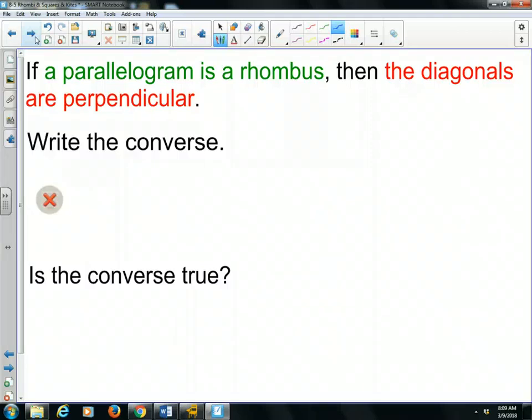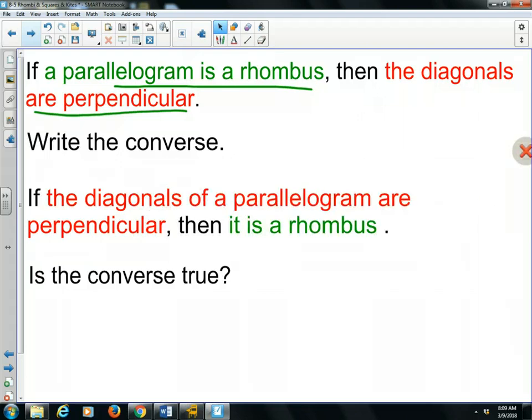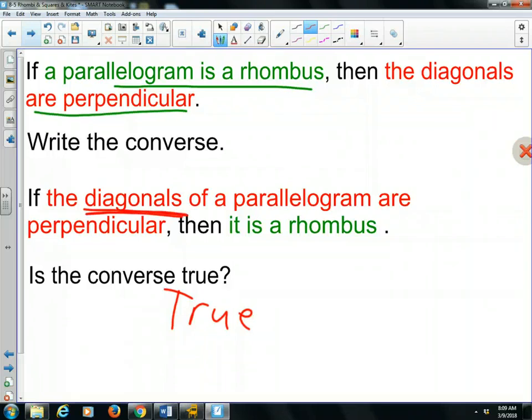Another property here is the converse. If a parallelogram is a rhombus, then the diagonals are perpendicular. So now we would say if the diagonals are perpendicular, then the figure is a rhombus. So that's what we're going to have right here. If the diagonals of a parallelogram are perpendicular, then it is a rhombus. And that is a true statement. Again, that's how we're going to prove if a parallelogram is a rhombus: we're going to find the slopes of the diagonals and see if they're opposite reciprocals.